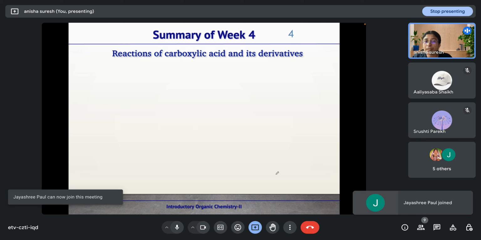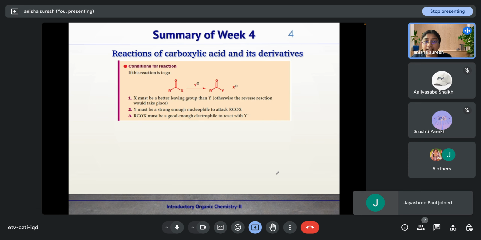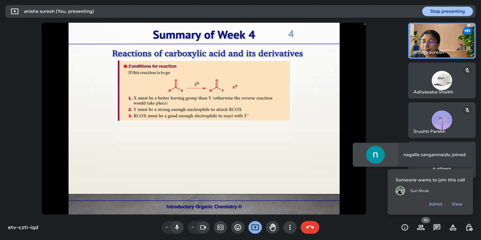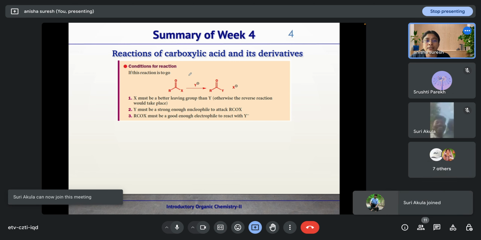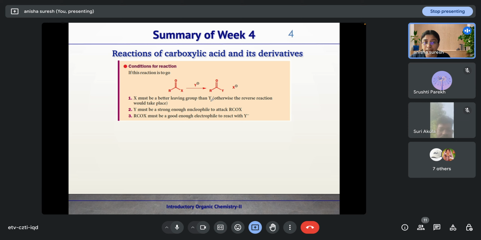Now coming to reactions of carboxylic acid and its derivatives. For the reaction to take place, there are different conditions. This is the reaction. X is getting replaced by Y minus. This is the nucleophilic addition reaction that we have seen. So X must be a better leaving group than Y. In order to get removed, X should be a better leaving group than Y. Otherwise, we will get the starting material back.